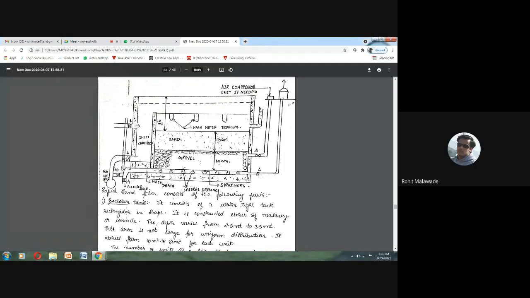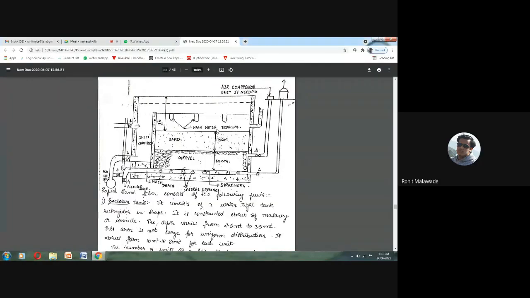I want you people to understand the concept. Don't learn the concept by heart. You just understand the concept, right? And write the things. If you do it by heart, definitely you are going to write wrong things.